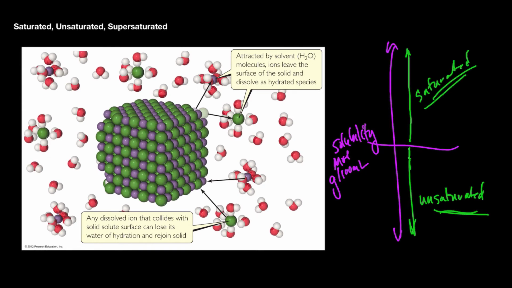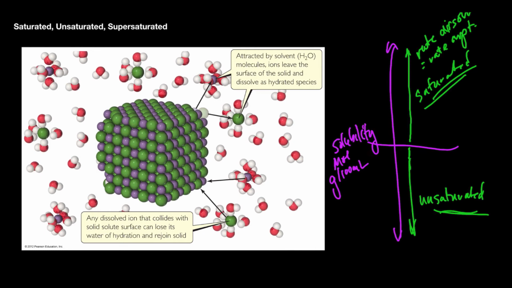So saturated, going back to equilibrium, just means that the rate of the forward process, the rate of dissolving, is equal to the rate of crystallization, okay? Rate of dissolving is equal to the rate of crystallization, yes? As in, the amount of solid going forward and the amount of solid going backwards is equal, such that there is no net change, right?